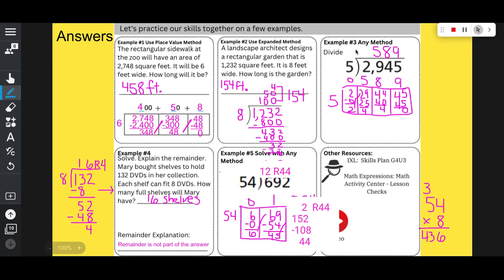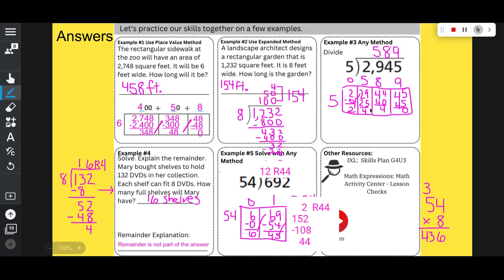The next one says any method, so I use the digit by digit method. I put the 2, the 9, the 4, and the 5 in their own boxes and then divided digit by digit. 5 goes into 2 0 times. Subtract it out, you get 2. So now it's 29 in the next box. 5 goes into 29 5 times.